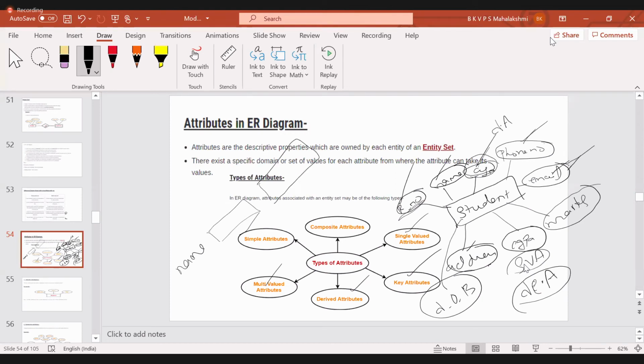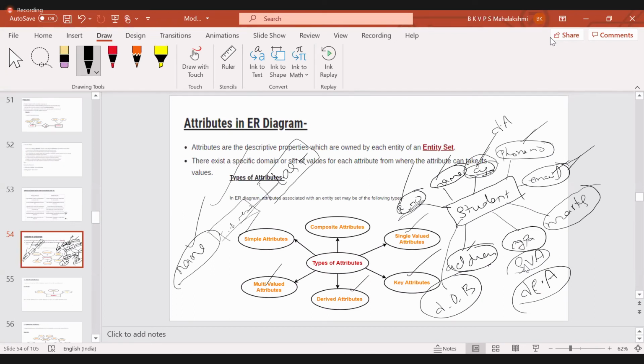What does the first one indicate? First name and last name, ma'am. By combining these two, you will get the name, right? So I can say this is a composite. Understand? Yes, ma'am. So among these, I can say name is a composite attribute.